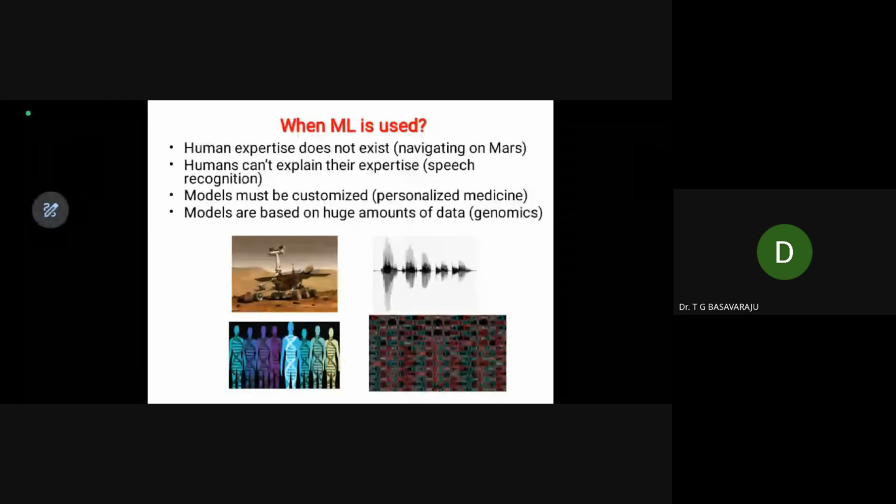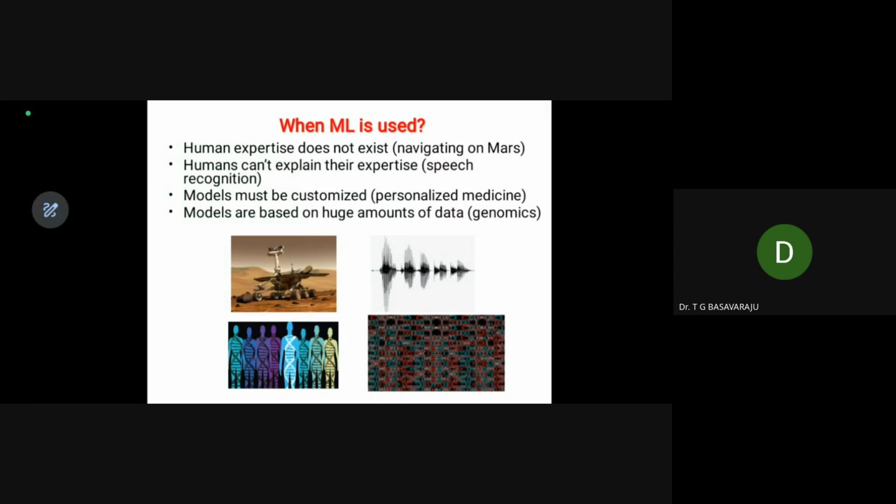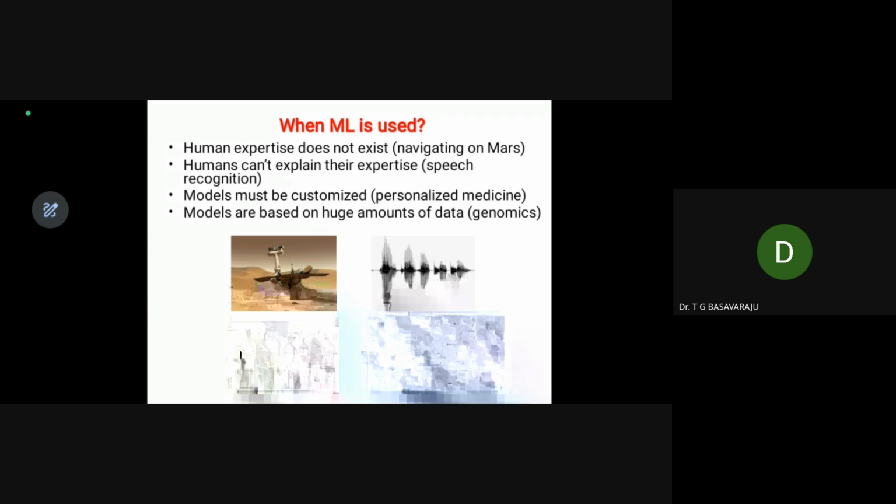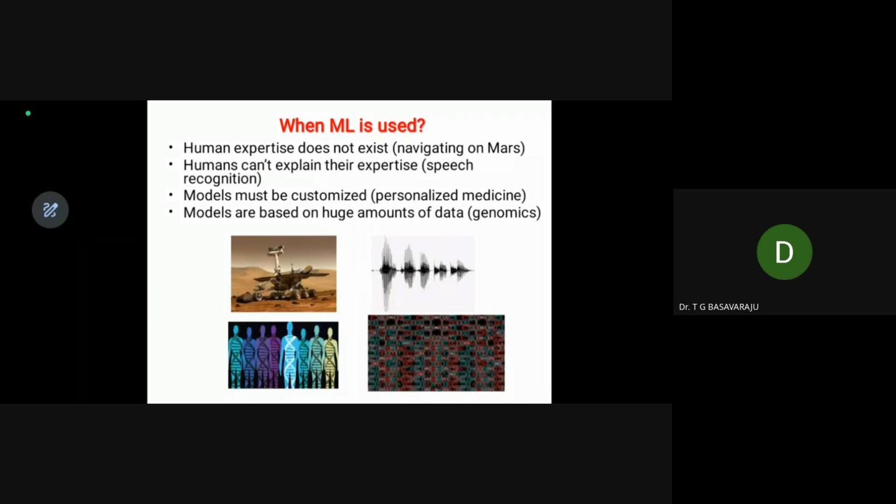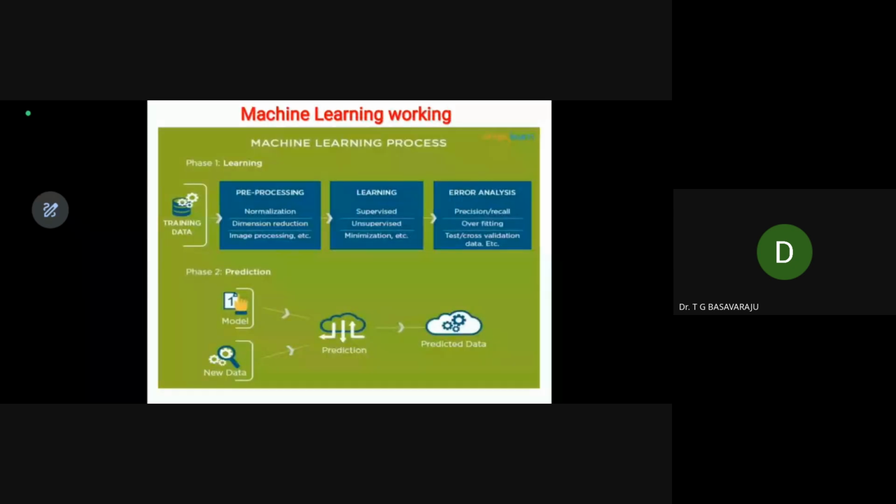So when can we use ML? When human expertise does not exist, for example if we are on Mars or somewhere where human intervention is difficult, during that time we can use machine learning algorithms. We can use it for speech recognition, personalized medicine, and genomics. So many applications are there, unlimited applications I can say.